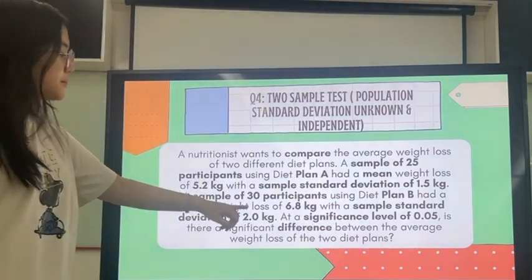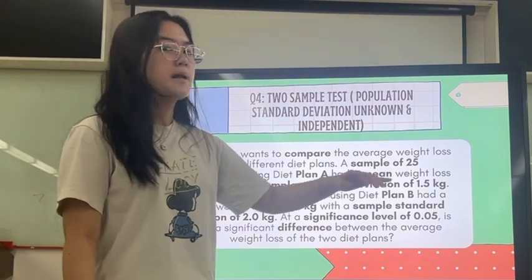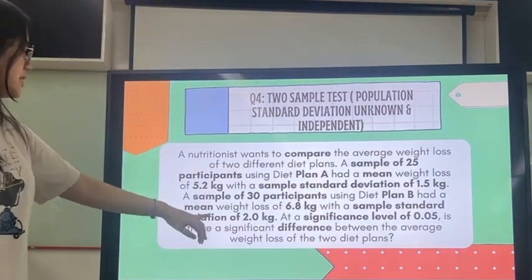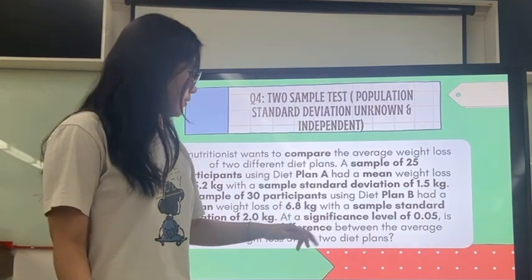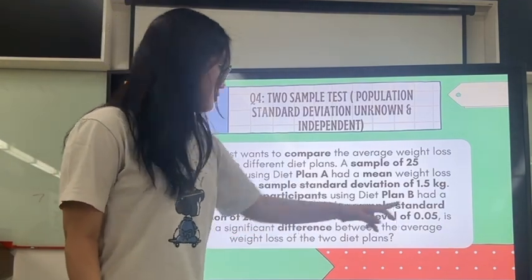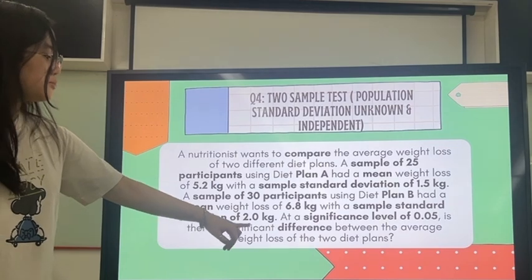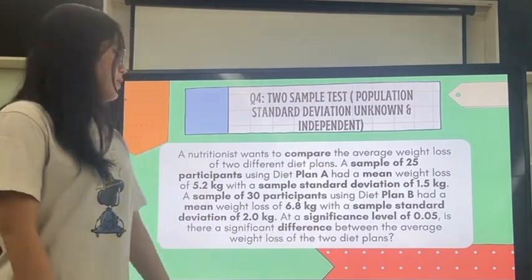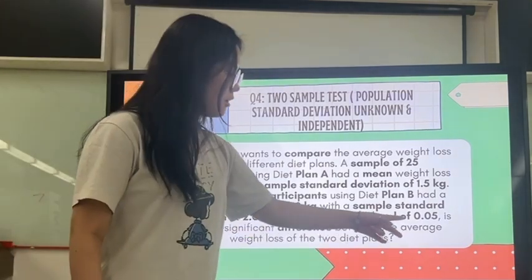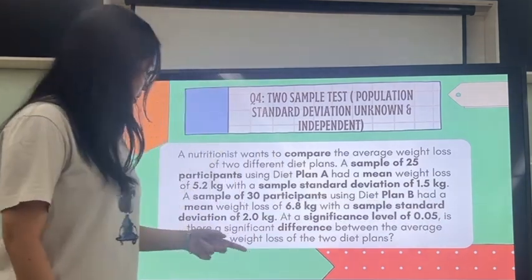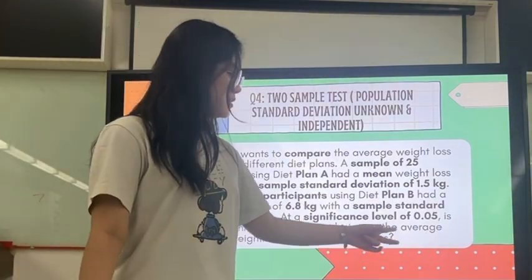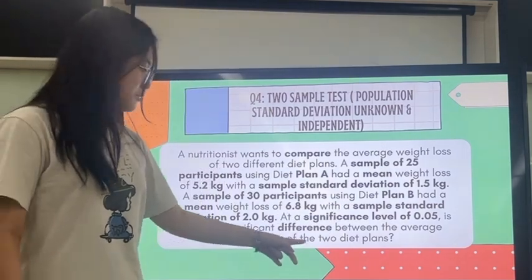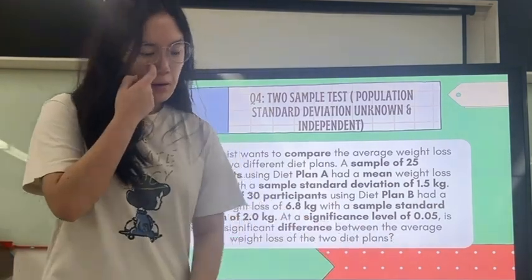A sample of 30 participants using diet plan B had a mean weight loss of 6.8 kg, with a sample standard deviation of 2.0 kg, and a significance level of 0.05. Is there a significant difference between the average weight loss of the two diet plans?